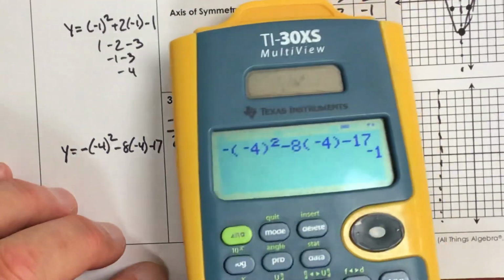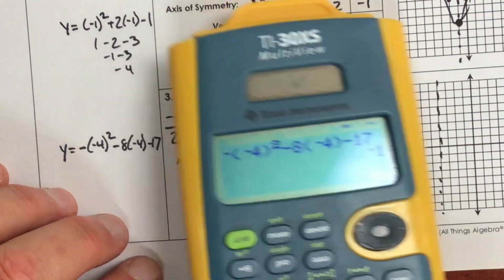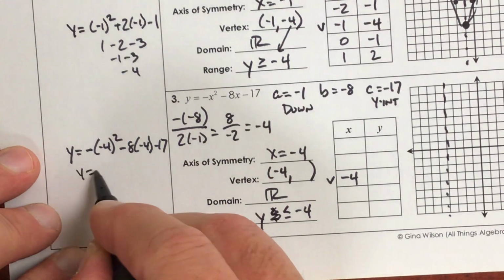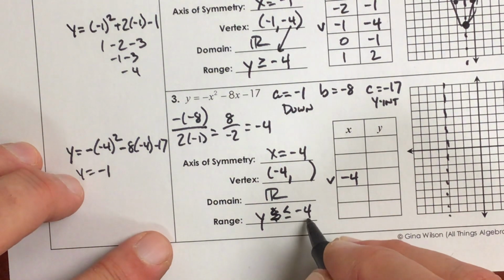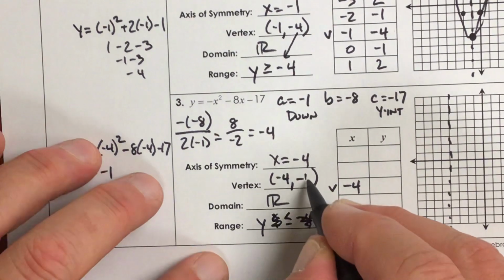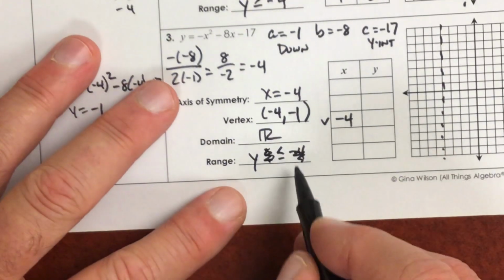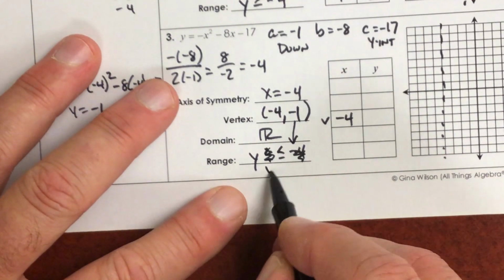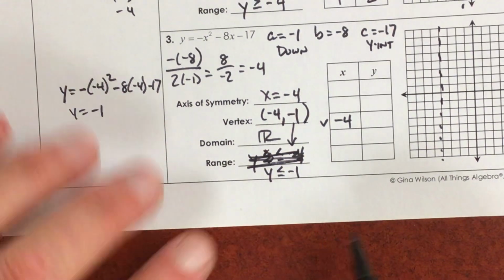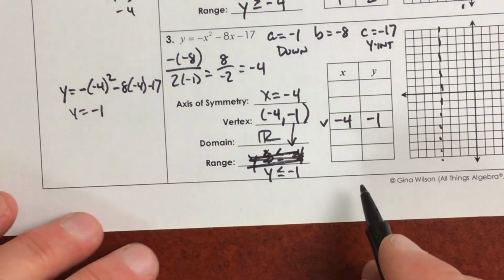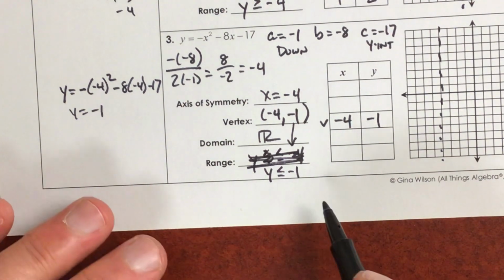You hit enter, and all that work is negative 1. So y is negative 1. Sorry, folks, I don't know why I'm messing up here. The y is less than or equal to negative 1. So that's the range. Sorry about that. Okay, so now we've got everything.